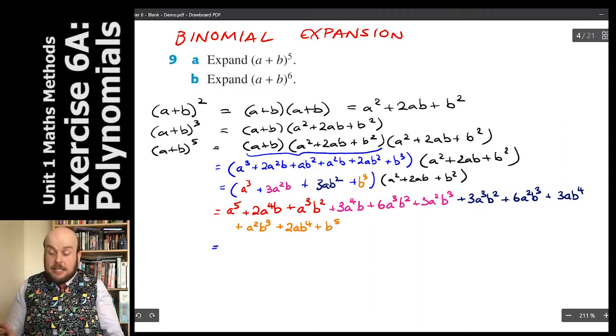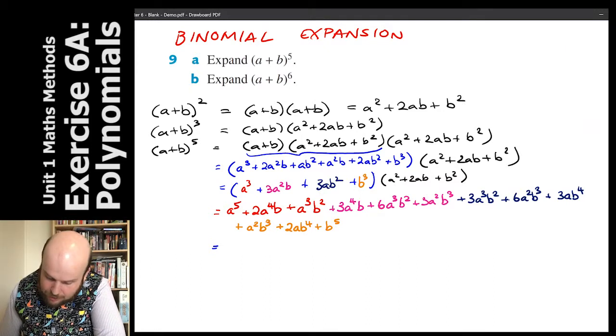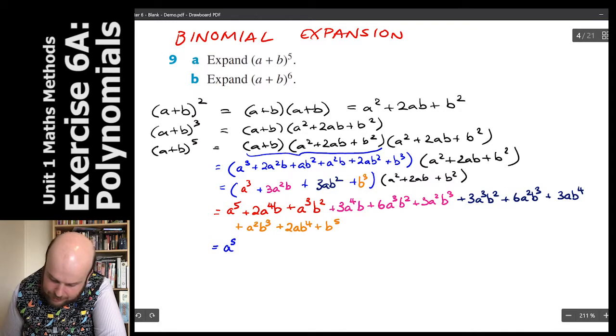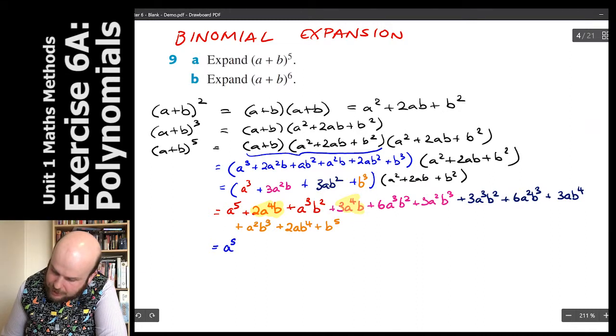So now we just need to collect the like terms. I like to have little highlighters because I know they'll make life easier. Well, I know there's no other a to the power of 5s on their own, so that can stay there. Let's get my little highlighter out. Where's my a to the power of 4 b's at? There's another one there. I think that's going to be the only ones. Yep, so that can go plus 5a to the power of 4 b.